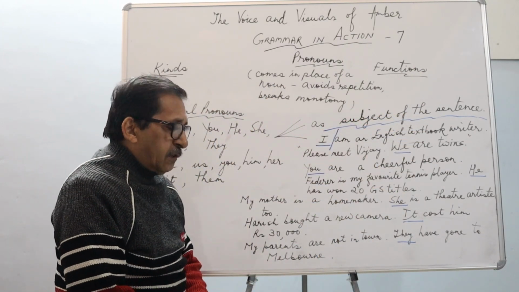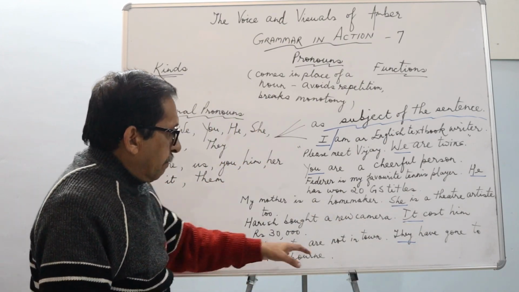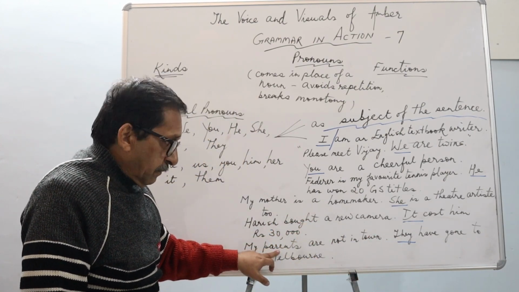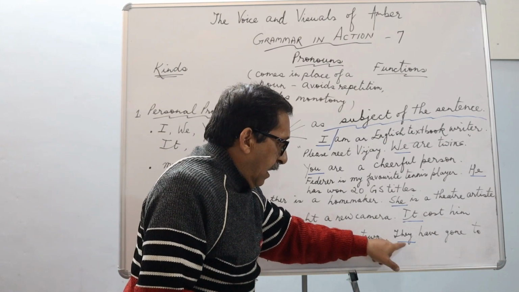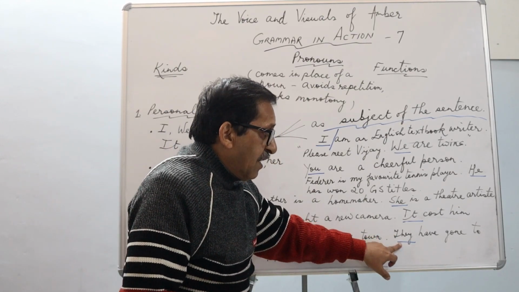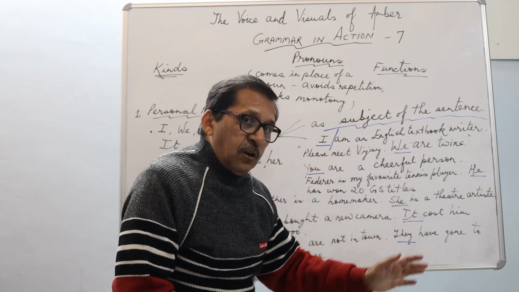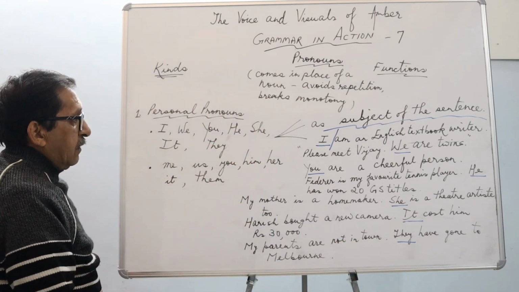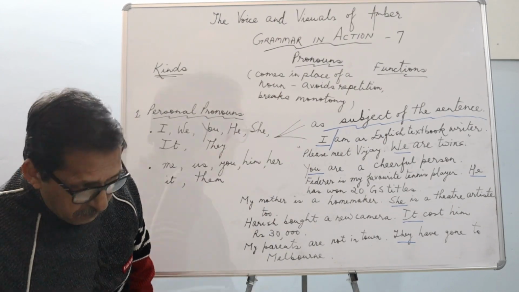My parents are not in town. They have gone to Melbourne. So my parents are not in town. They. So they refers to my parents, and it's a third person plural pronoun replacing the naming word parents in this case. So therefore they is acting as the subject of the sentence. Who have gone to Melbourne? They. Right?